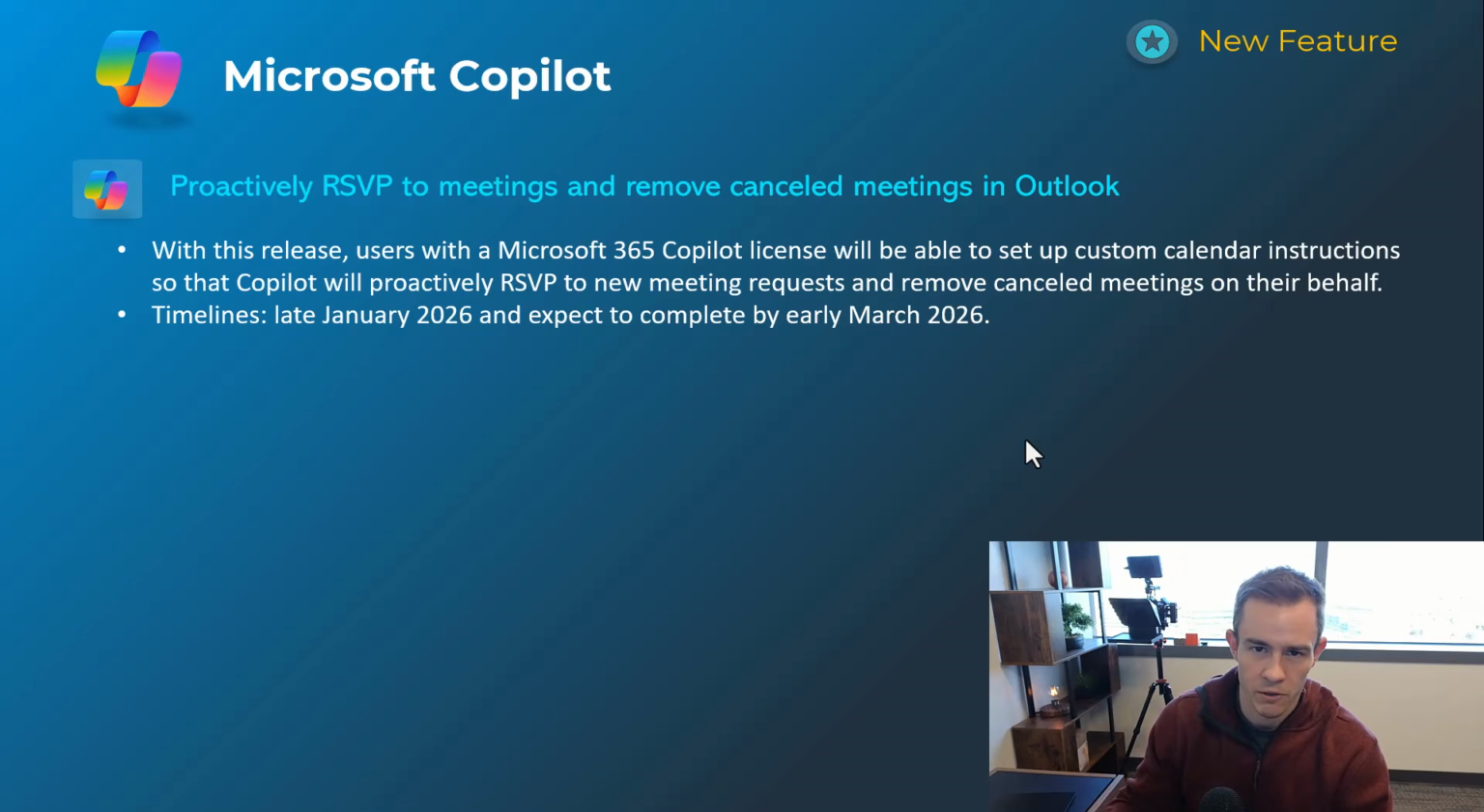Next one here is also Outlook related. I've bundled all these together for you guys, but this is basically giving you the ability to interact with Copilot to set up some rules, if you will, for proactively RSVPing to meetings and removing canceled meetings in Outlook. So you could say something like, if any meeting comes in from, and put in a name of a user, right? Maybe it's your CEO, maybe it's your manager. I want you to auto accept those meetings as an example of that. And any meeting that gets canceled, I want you to remove it from my calendar as an example. So see how this works and looks, but this will happen late January and be complete by early March.